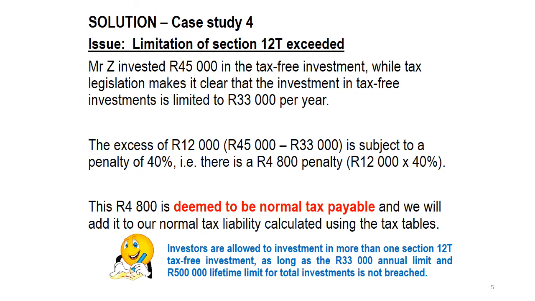It's not gross income, it's not an exemption, it's not a deduction, it doesn't hit the framework at all, it simply hits our normal tax payable. So that's an additional 4,800 Rand in tax that he will be paying. Right, so that concludes interest. Next up, we will look at the exemptions in relation to dividends.